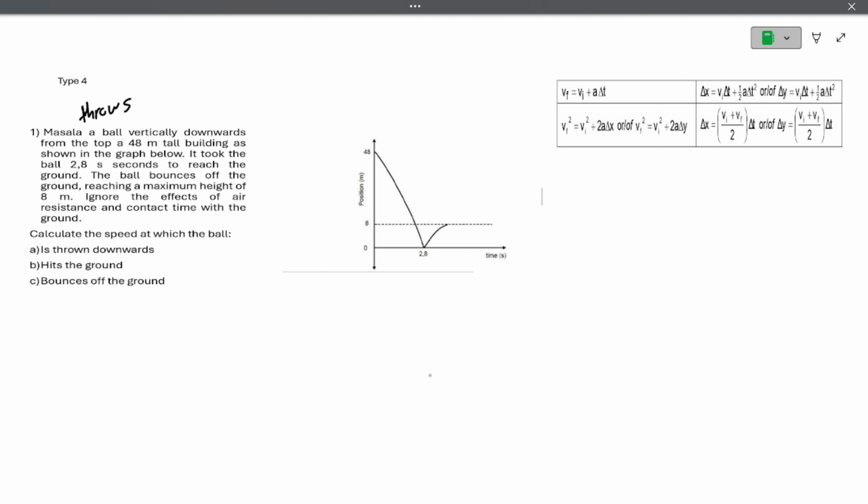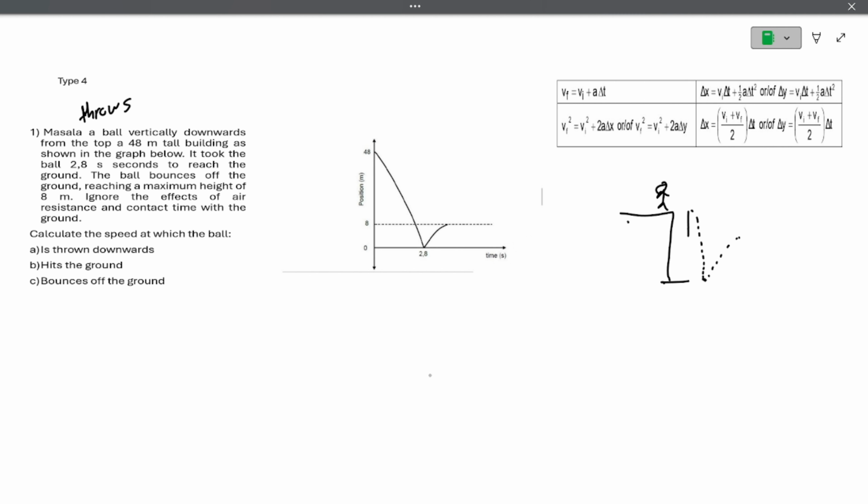So what I like to do before everything is just to draw my scenario so that I can know what's happening here. So here's Masara, and they throw a ball vertically downwards. When they throw the ball vertically downwards, it comes to a point where it bounces off the ground.